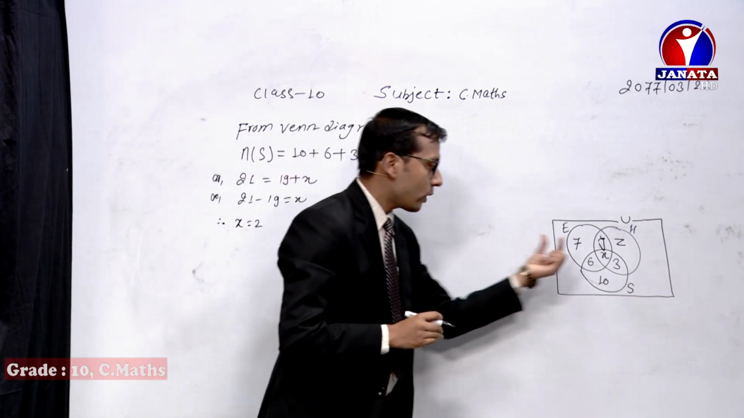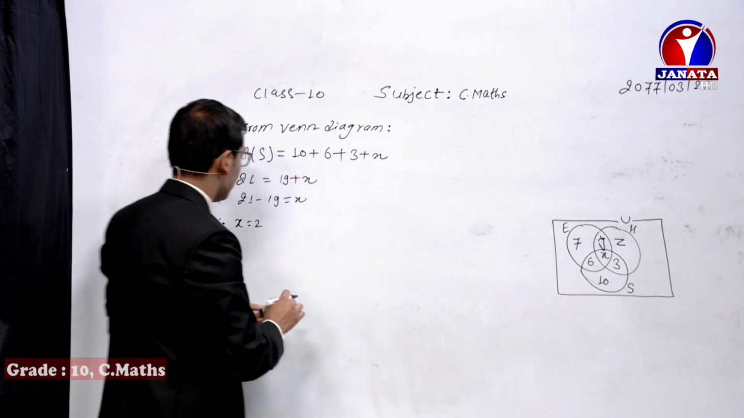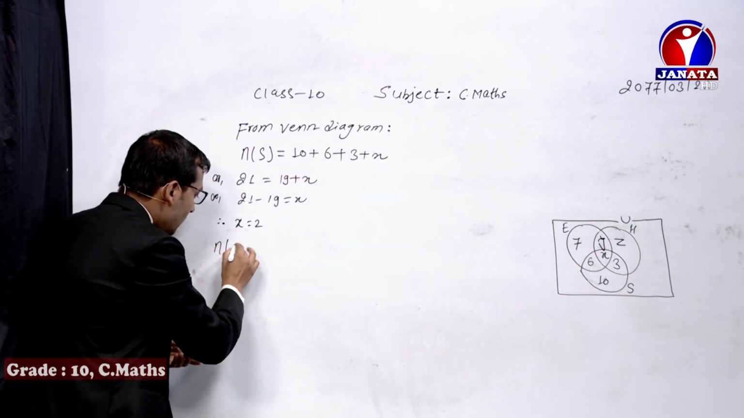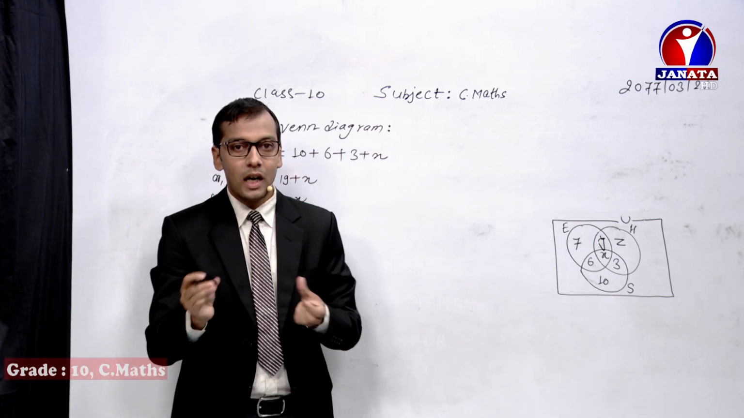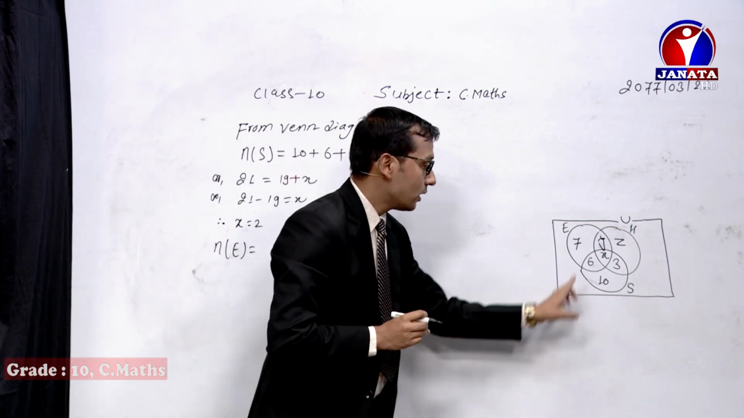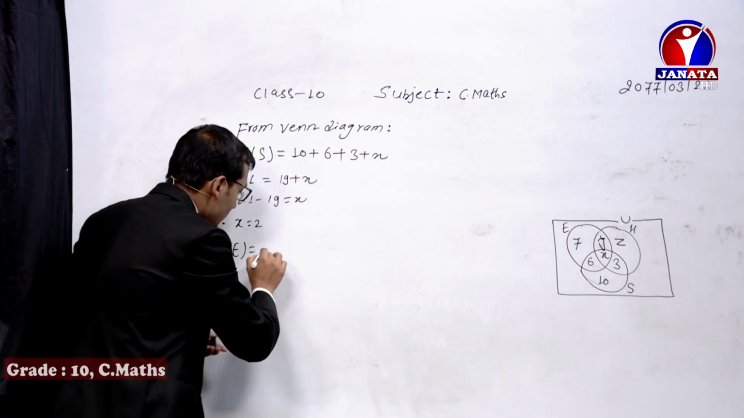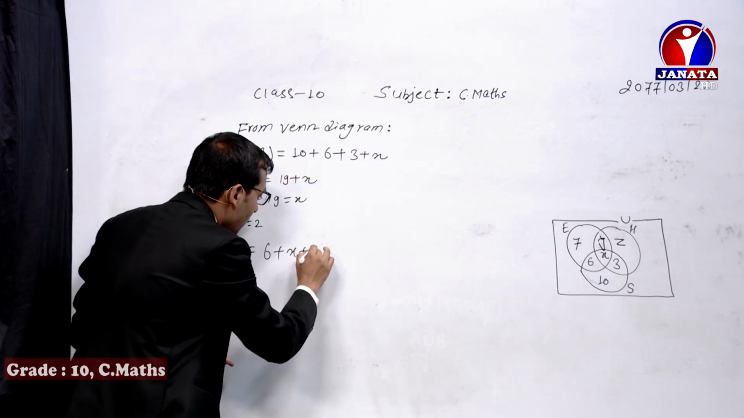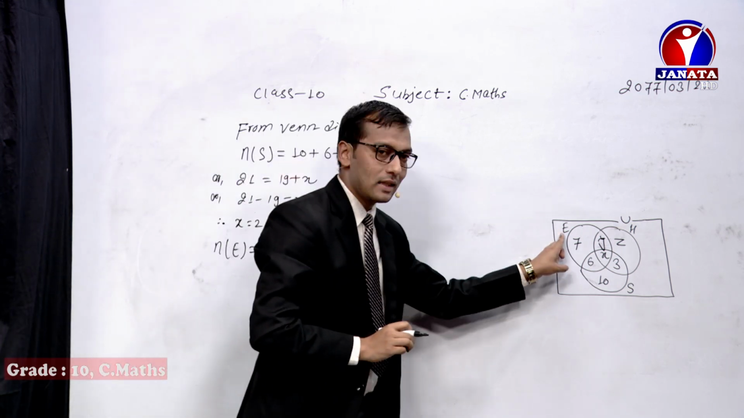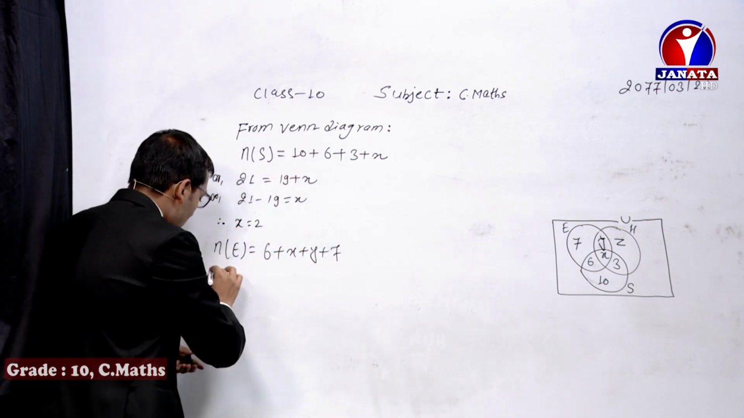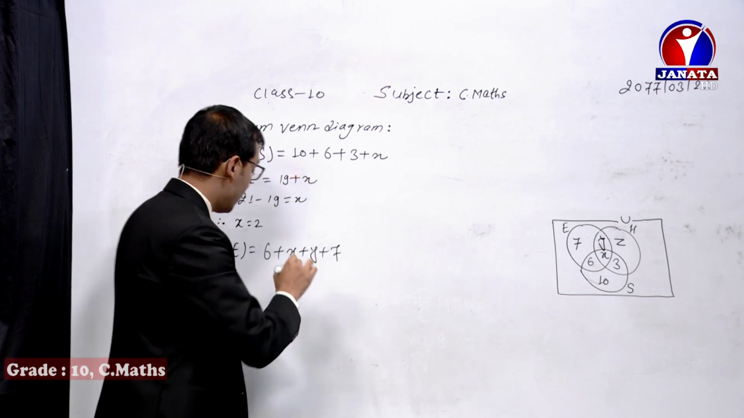So we will try to find y by taking set E. What is n of E? Let's add the numbers which are contained by set E. These numbers are 6 plus x plus y plus 7. These all numbers are contained by set E. What is n of E? We have the value of n of E, it's 20.